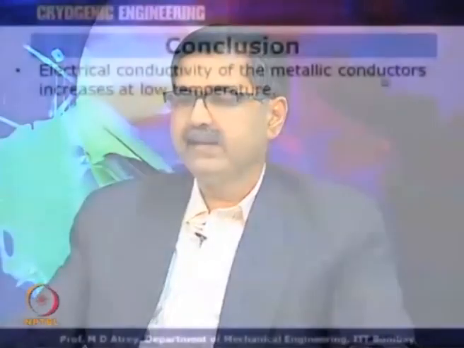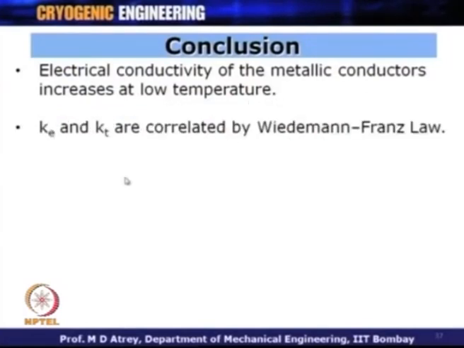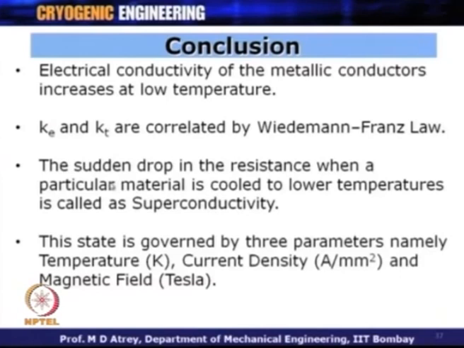We also saw that the electrical conductivity of metallic conductors increases at low temperature. That is what leads to superconductivity. Also, we saw that electrical conductivity Ke and thermal conductivity Kt are correlated by the Wiedemann-Franz law. Basically, Kt by Ke is just a function of temperature. The sudden drop in resistance when a particular material is cooled to lower temperatures is called superconductivity. This is the phenomenon we studied in this lecture.